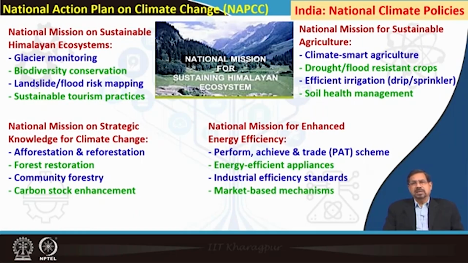Efficient irrigation in terms of drip or sprinkler, so that we do not allow a lot of our upper or top soil to erode, and soil health management. The last, or the eighth one, is the National Mission for Enhanced Energy Efficiency, or you say NMEEE.